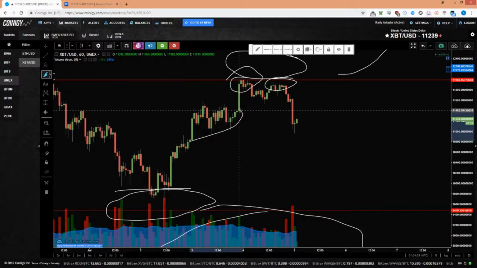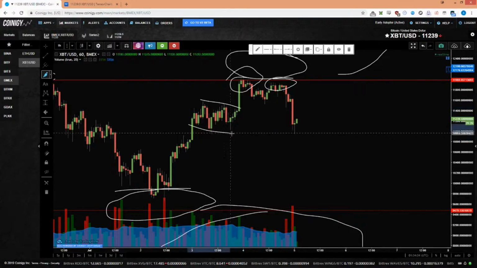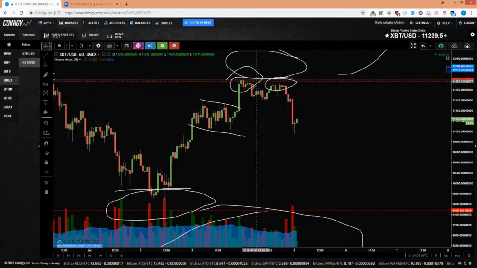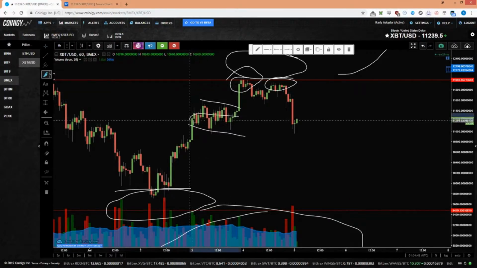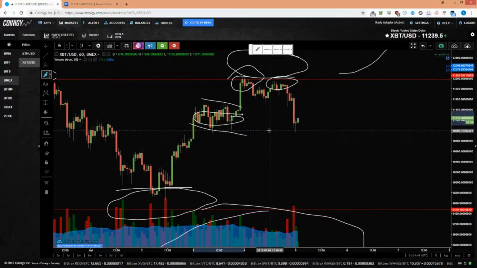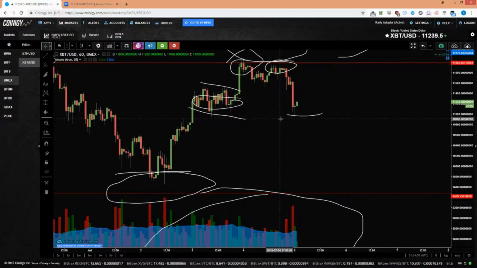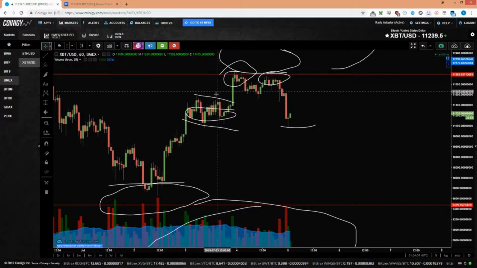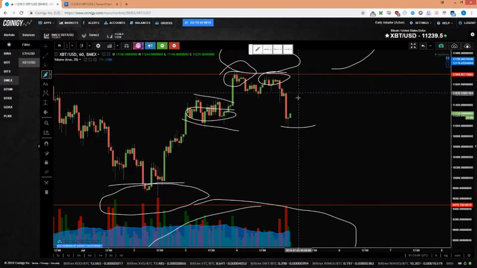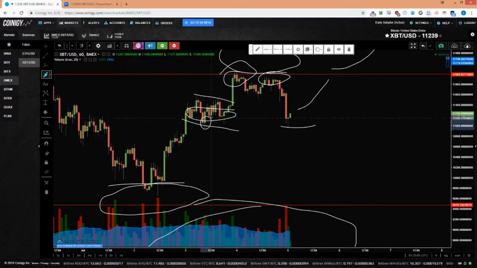We had this little flag, and then we broke up, and so most of the volume's right here, around here, so that's where we're stalling out right now. If we were to go lower than this, it would basically invalidate the bullish market. But we can definitely bounce here, keep going up, like kind of like what happened here before.